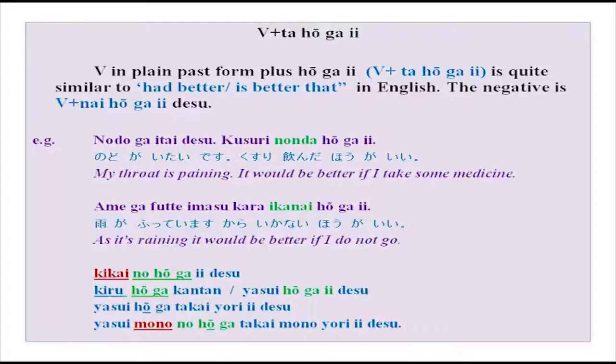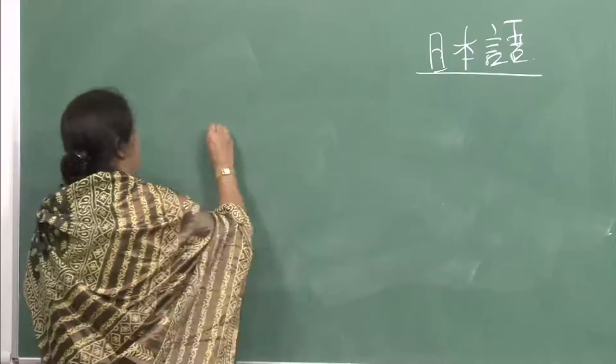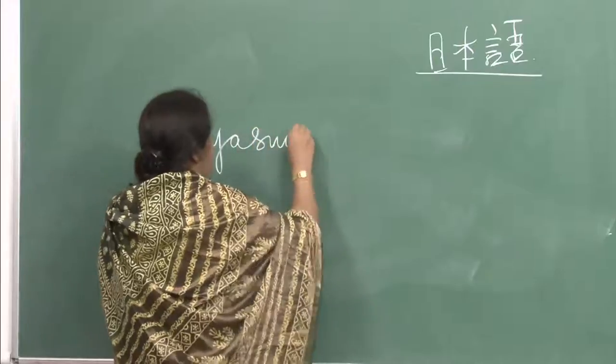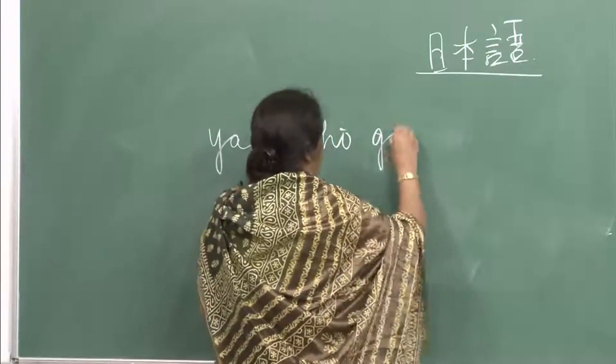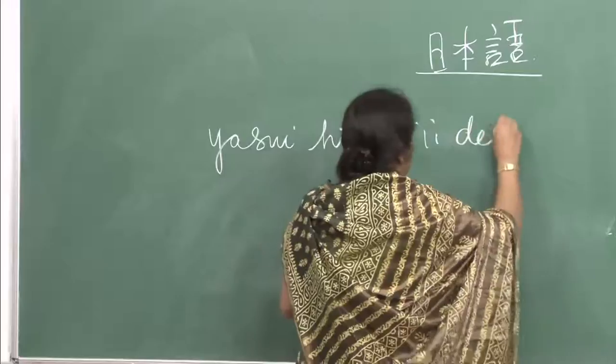So with verbs it is hou ga, with nouns it is no hou ga. Then you have something else also over here. Yasui hou ga ii desu. It is better if it is cheap. So with adjectives also, it is not no hou ga, it is hou ga ii desu. Yasui hou ga ii desu.